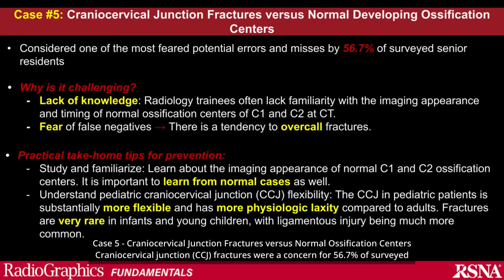Practical take-home tips for prevention. 1. Study and familiarize. Learn about the imaging appearance of normal C1 and C2 ossification centers. It is important to learn from normal cases as well. 2. Understand pediatric craniocervical junction, CCJ, flexibility. The CCJ in pediatric patients is substantially more flexible and has more physiologic laxity compared to adults. Fractures are very rare in infants and young children, with ligamentous injury being much more common.